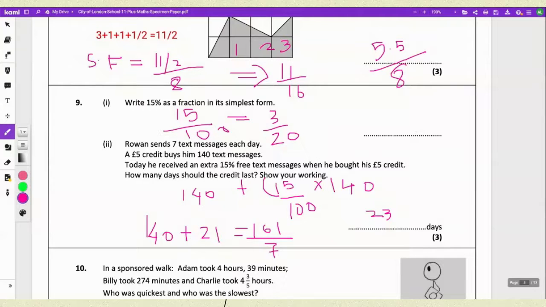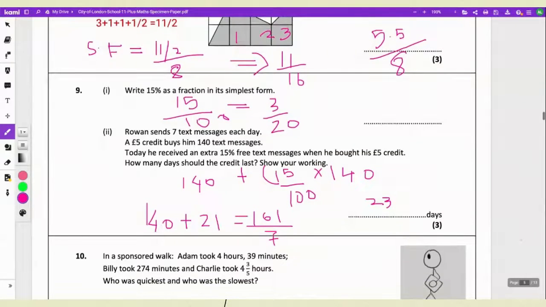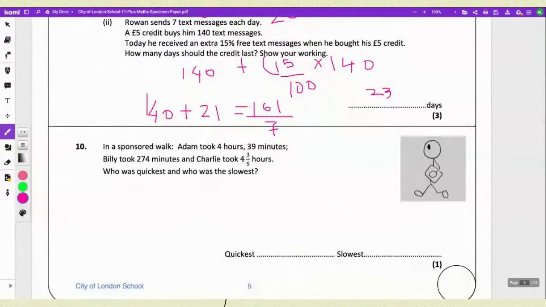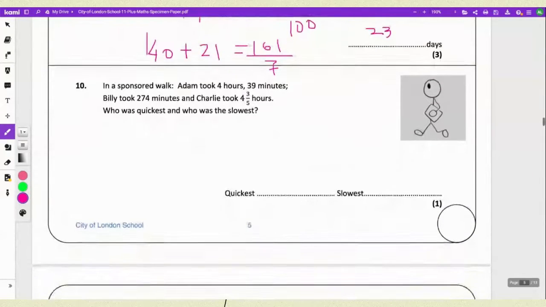So let's move on to the next one now. Number 10. In this, they are saying that in a sponsored walk, Adam took 4 hours 39 minutes. Billy took 274 minutes and Charlie took 4 and 3/5 hours. Who was the quickest? Now you have to find who was the quickest.